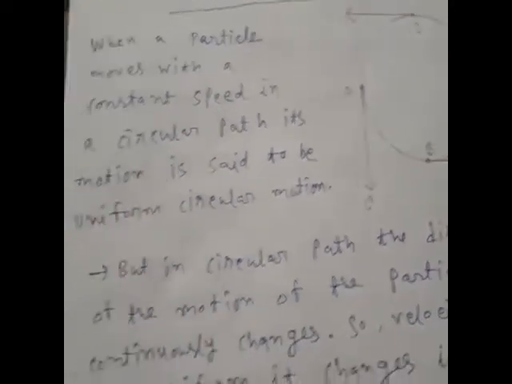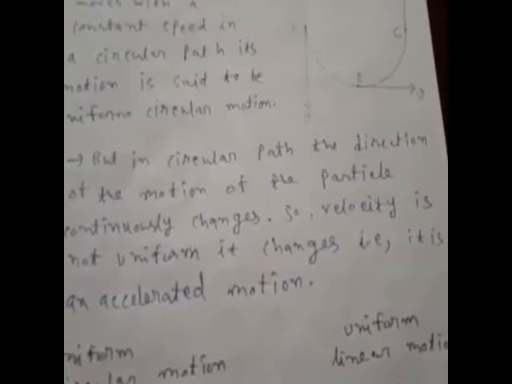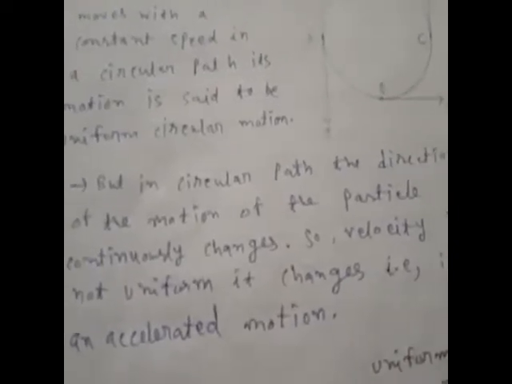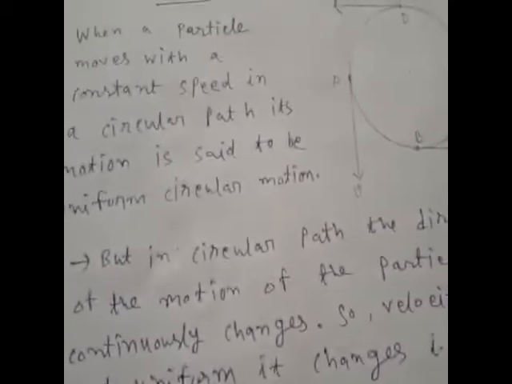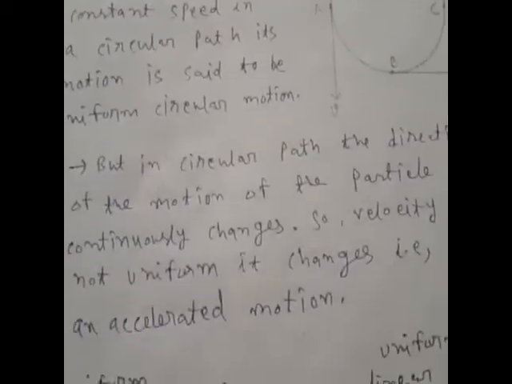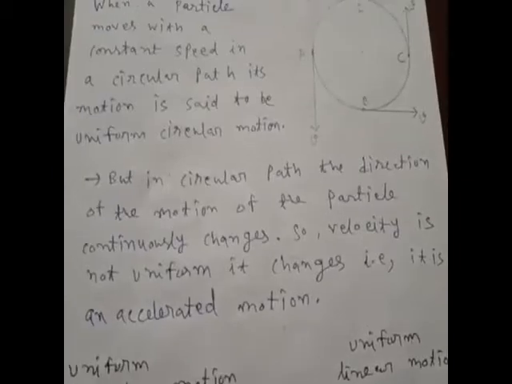So due to the continuous change of direction, the velocity changes, and thus the particle has an accelerated motion. When it moves along a circular path, that particle has an accelerated motion.